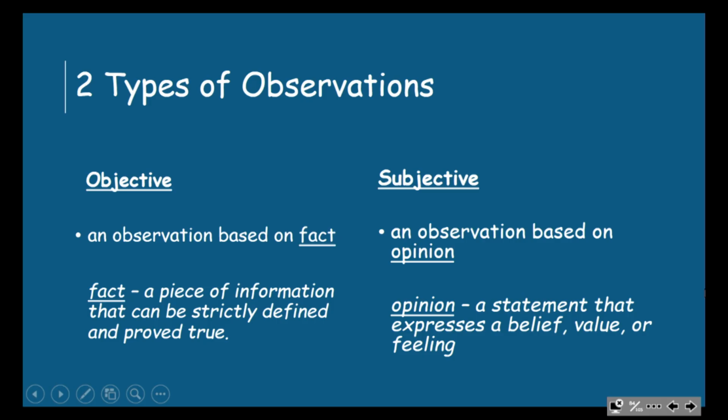Okay, here is a breakdown. So an objective observation is an observation based on fact. A fact is a piece of information that can be strictly defined and proved true. Okay? A subjective observation is an observation based on opinion. And an opinion is a statement that expresses a feeling, a value, or a belief. Okay, so they're not exactly the same thing. You can kind of think of this as like a fact or an opinion-based thing.